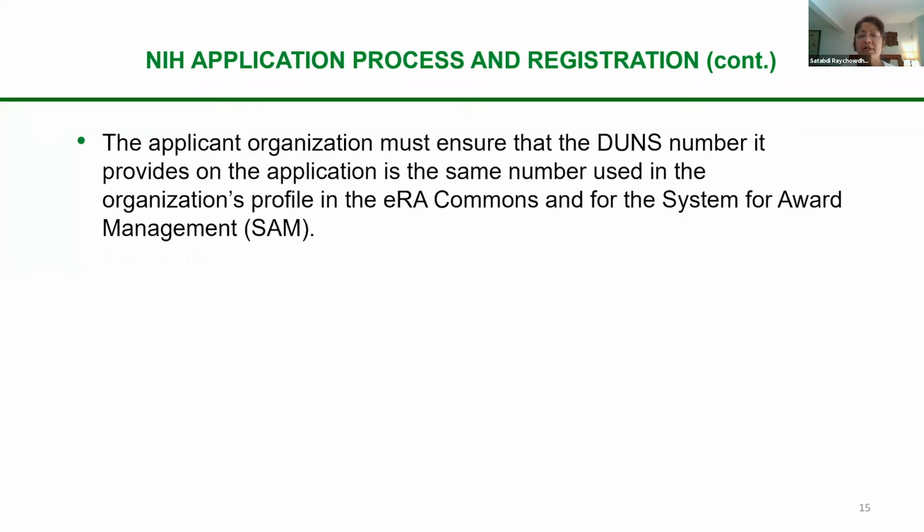The applicant organization must ensure that the DUNS number they provide on the application is the same number used in the organization's profile in eRA Commons and for the SAM registration. So the DUNS number you create, you should use the same DUNS number throughout the process, in eRA Commons and in SAM. Everywhere, the organization should use the same DUNS number.